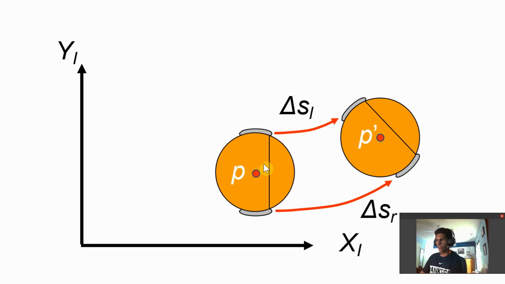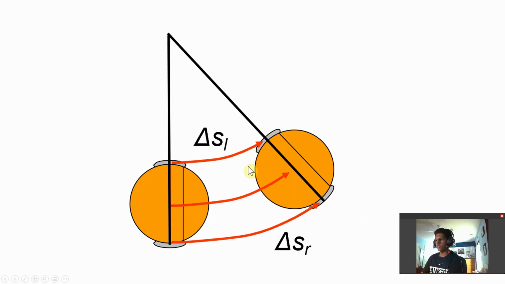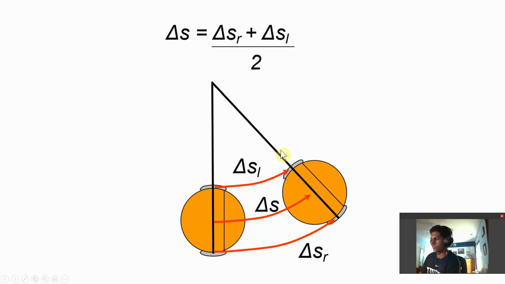And over the course of that movement, these two encoders on the wheels, on the left side and the right side, have a change in value. That's noted as delta S sub L and delta S sub R. And so what we see here is our robot's moving in kind of an arc. The first step we need to figure out is the average distance between the wheels. So we take the right encoder and the left encoder, add them together, and divide by 2 to get that average.